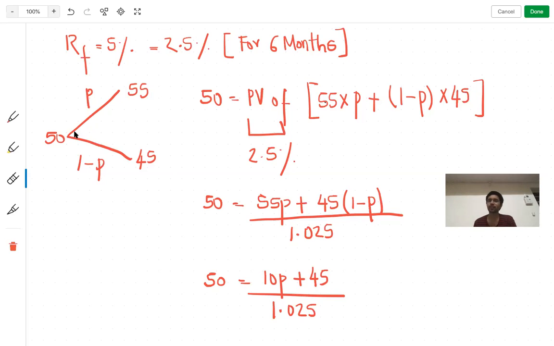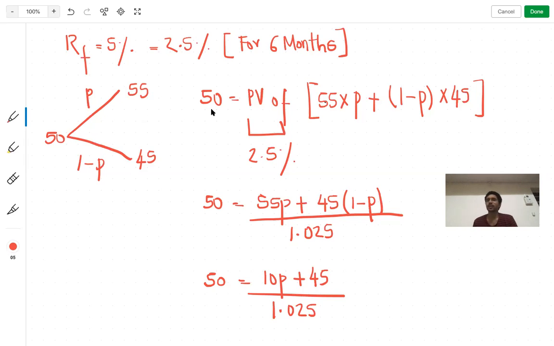So just to pick up again, we saw that the risk-free rate was 5%, which was 2.5% for 6 months. The current share price is 50. We said that it could go either up to 55 or down to 45. The probability of going up is P. The probability of going down is obviously 1 minus P, because there are only two situations. P plus 1 minus P should be equal to 1, right? Obviously, the upside probability plus the downside probability should be equal to 1.